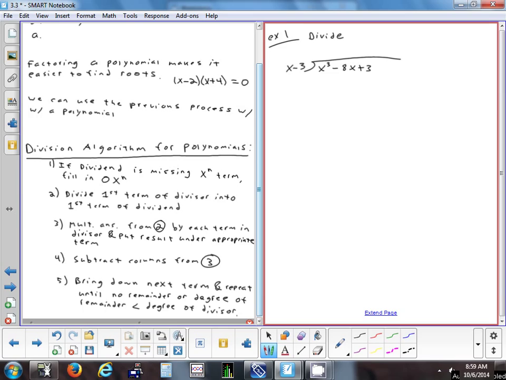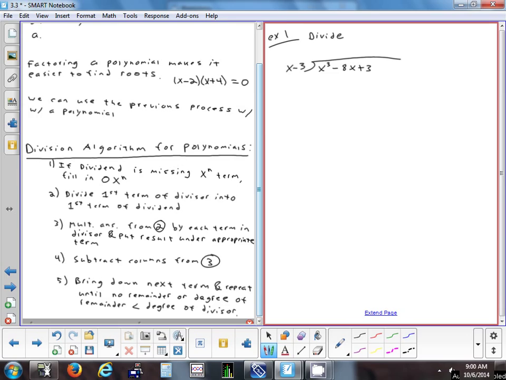So x minus 3 is my divisor, and I'm dividing it into my dividend, which is x cubed minus 8x plus 3. Okay, based on the steps, what's the first thing I should do here? Before I even really start to do mathematics, I just need to set this problem up a little bit better. Yep? Check to see if anything's missing. Yeah, I got to check and see if we're missing any terms.